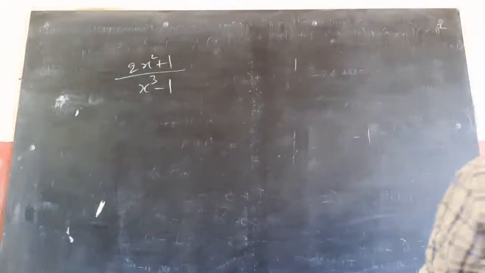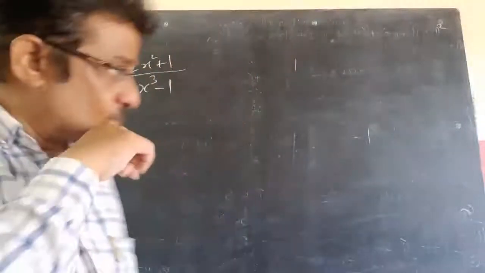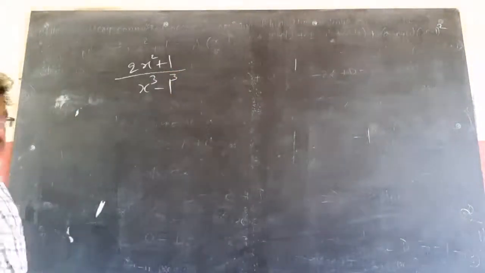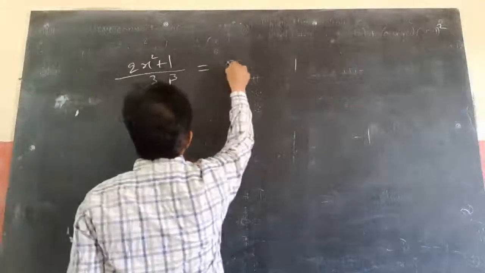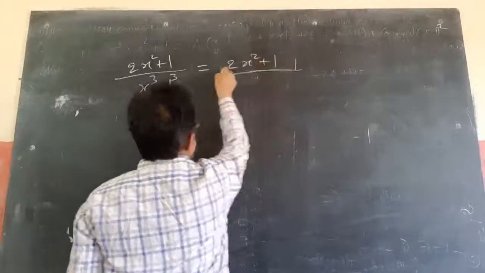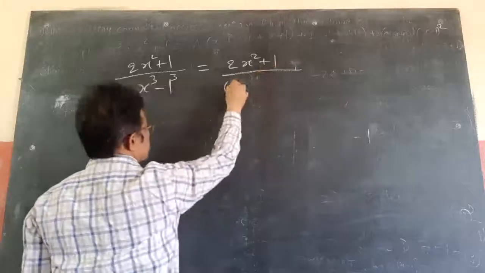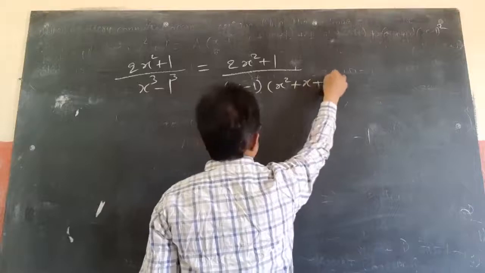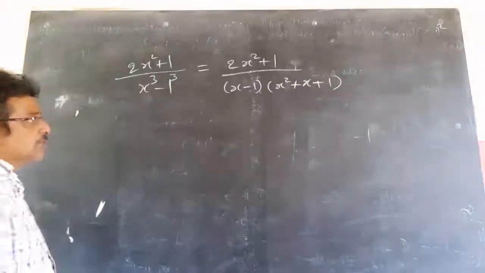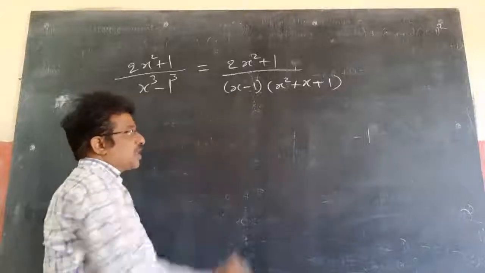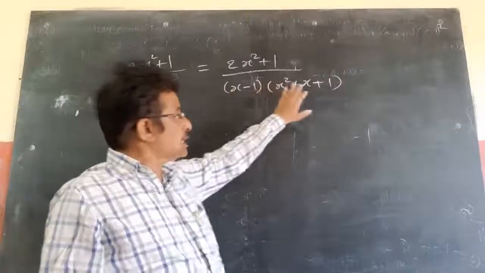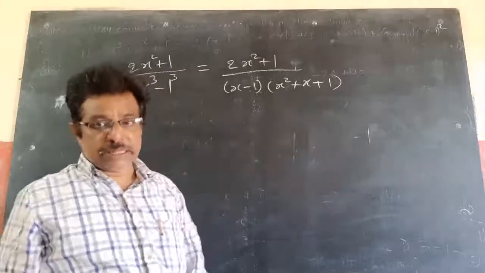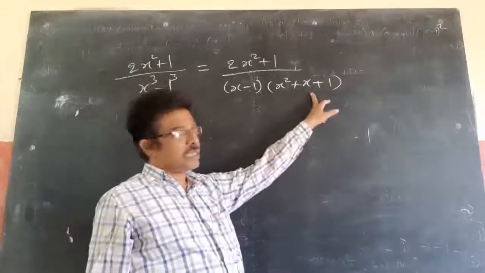2x square plus 1 by x cube minus 1. Now x cube minus 1, this one you can write as a cube minus b cube. So 2x square plus 1 by a cube minus b cube, formula we know, that is a minus b into a square plus ab plus b square. Now this is a linear factor, non-repeated, and this is a quadratic irreducible. This is an irreducible quadratic function. So you should take linear in the numerator.